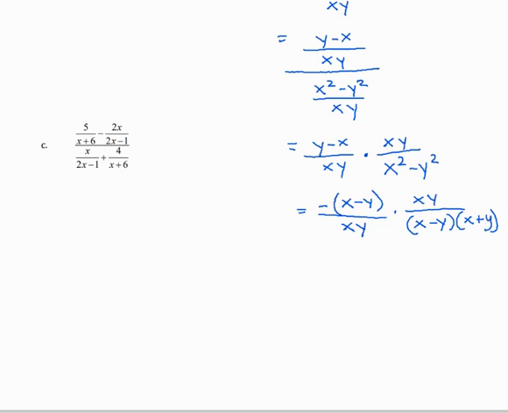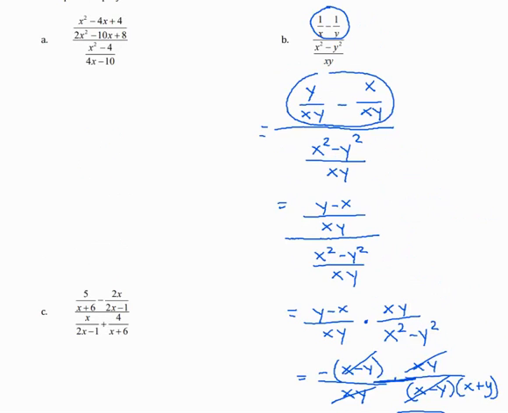Now that I have factored, I can actually connect the bars and cancel. We have x minus y on top and bottom. We have the xy's on top and bottom. So I'm simply left with -1 over x plus y. And there's my answer. Okay, you try A and C.